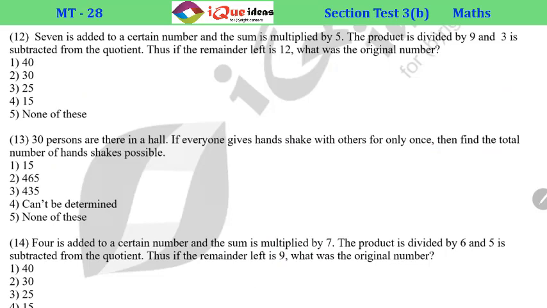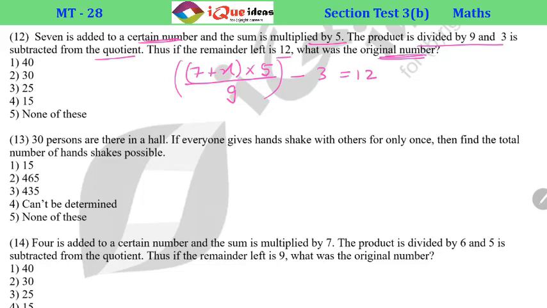Now the next question says 7 is added to a certain number and the sum is multiplied by 5. The product is divided by 9 and 3 is subtracted from the quotient. Thus, if the remainder left is 12, what was the original number? Perfect. So let's say the original number is x. So 7 has to be added to x and this sum is multiplied by 5. This product is divided by 9 and 3 is subtracted from the quotient. And if the remainder left is 12, so this is equal to 12.